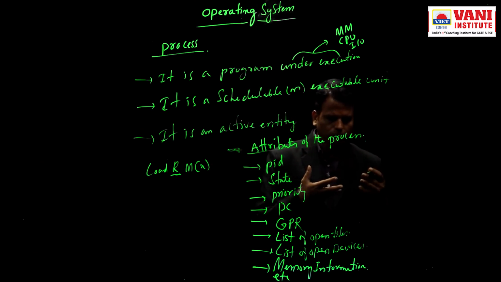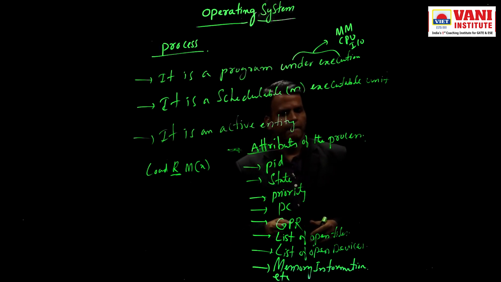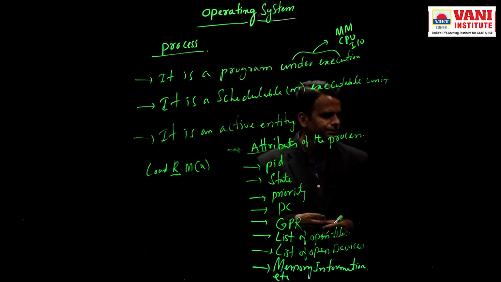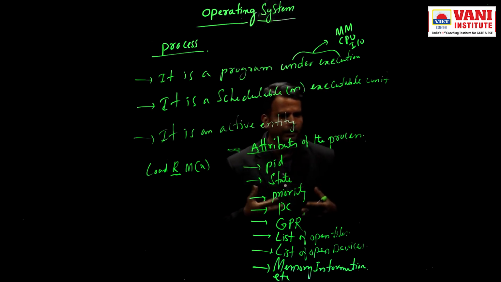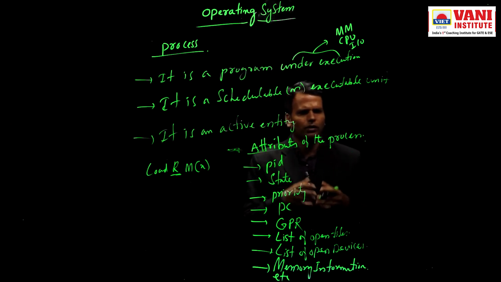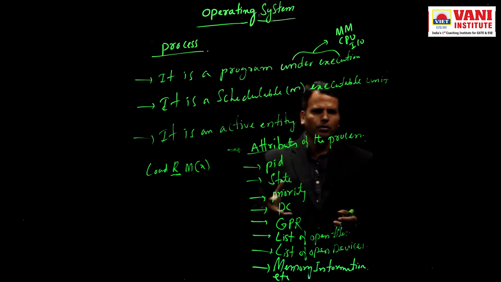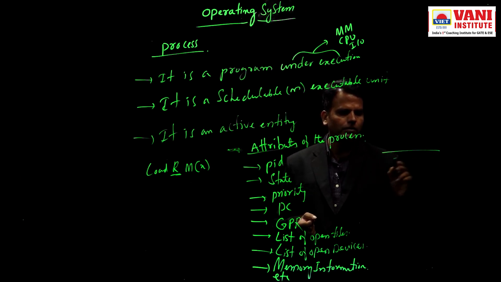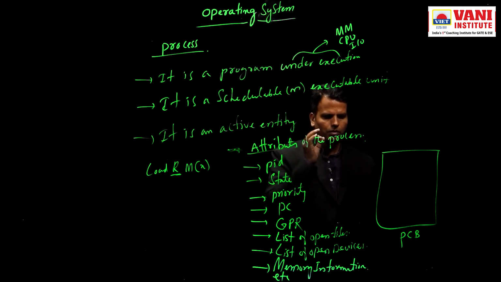So as a human being, we also have attributes. If I ask anyone, please give your attributes, what will you do? You will collect those attributes inside a biodata form and submit it to me, meaning you are taking help of some resource. Here also, when an operating system creates a process, it creates one more data structure that is called PCB, process control block.